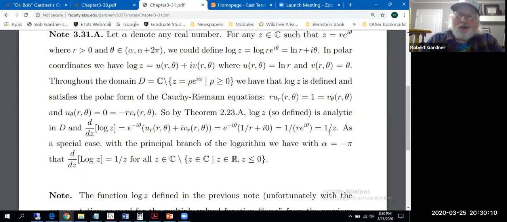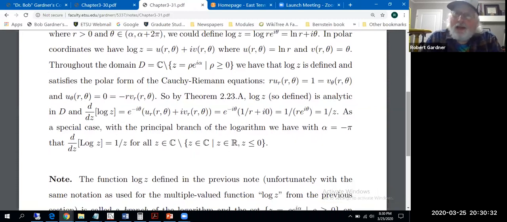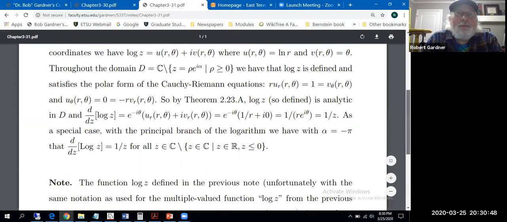This sounds like your old chum, the natural log function from the real setting. It's an inverse of the exponential function, and the derivative of log z is 1 over z. So quite similar to the natural log function from the real setting, at least in the sense of being an inverse of an exponential, and in the form of its derivative. A special case of this approach is to take the principal branch of the logarithm. We'll take alpha to equal negative pi.